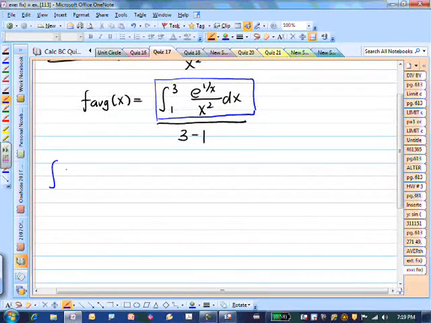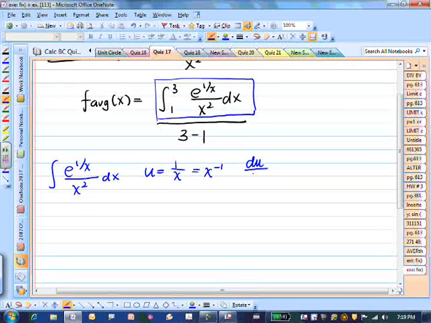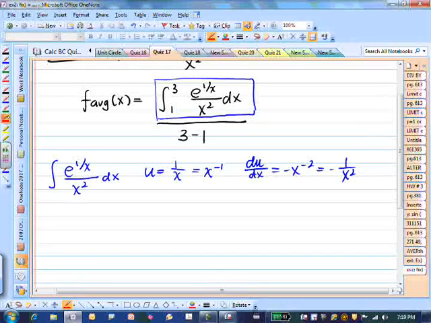So ignoring the bounds, I just want to be able to integrate e to the 1 over x, all over x squared dx. If you thought u sub, that's probably the best way. There are two u subs that will work. I'm just going to go with the most obvious one, which is u = 1 over x, or x to the minus 1. Then our du dx will be negative x to the minus 2, or negative 1 over x squared, which is good because once you make all the substitutions, this should cancel out.